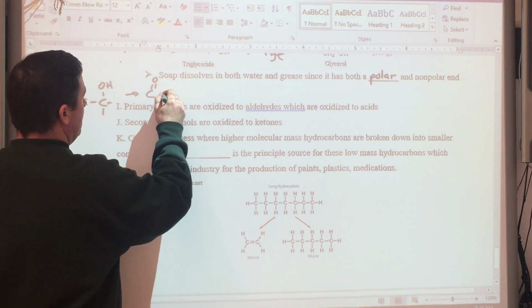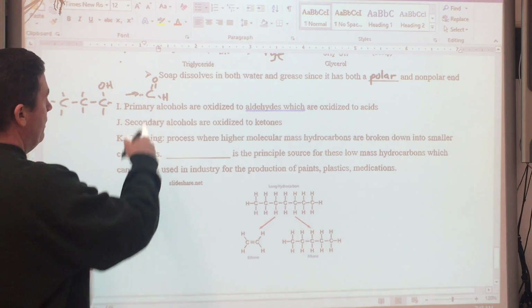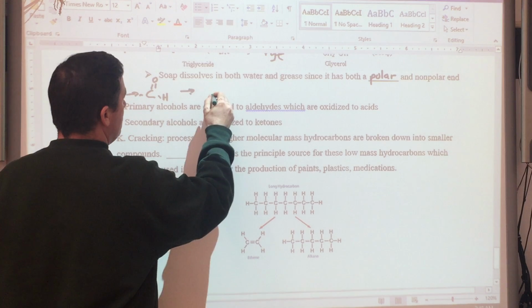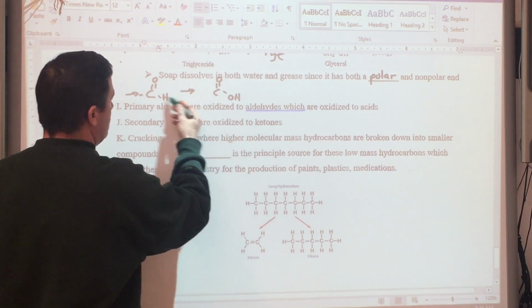Remember, an aldehyde looks like this. There's the rest of it. And then these get oxidized into acids by adding that oxygen.